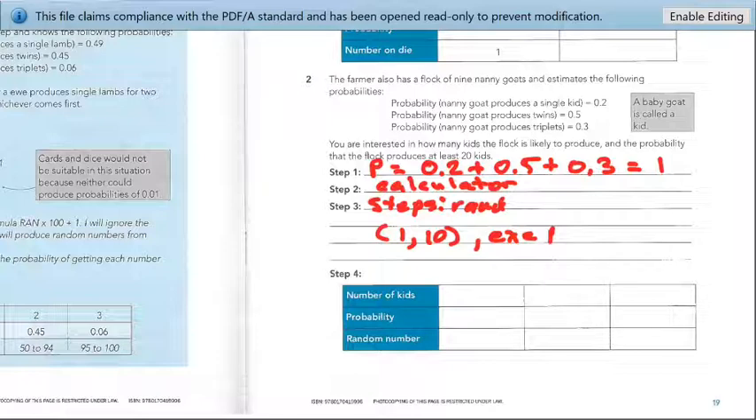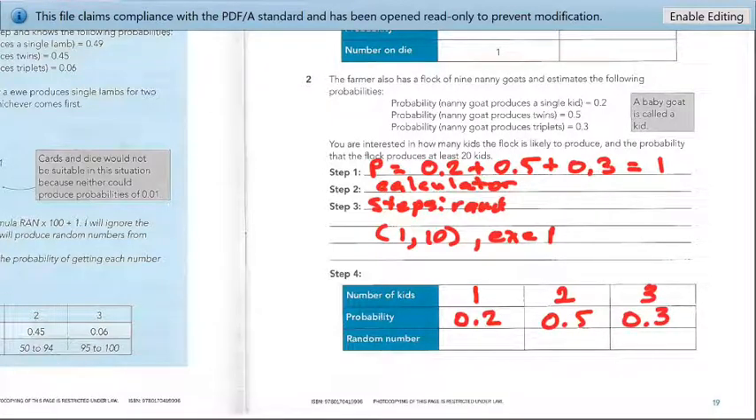So the probability of 0.2 is that they produce a single kid. So what's that mean? How many? 1, right? The probability for the second one is if they do twins, which is how many kids? 2. And the next one is if they produce triplets, which means how many kids? 3. So you're just going to keep pushing numbers until you get, so I might get a 3, then a 3, then a 2, then a 1, then a 3. And you're going to keep pushing numbers until they add up to 20 or more. Right? Yeah, and we'll do that part later. Okay, put in the correct probabilities for each one. That's just list them, right?